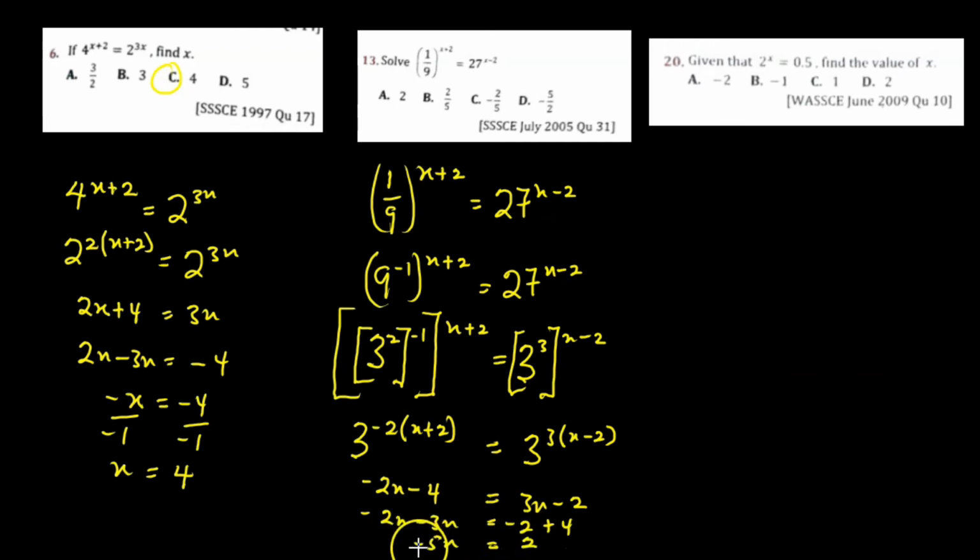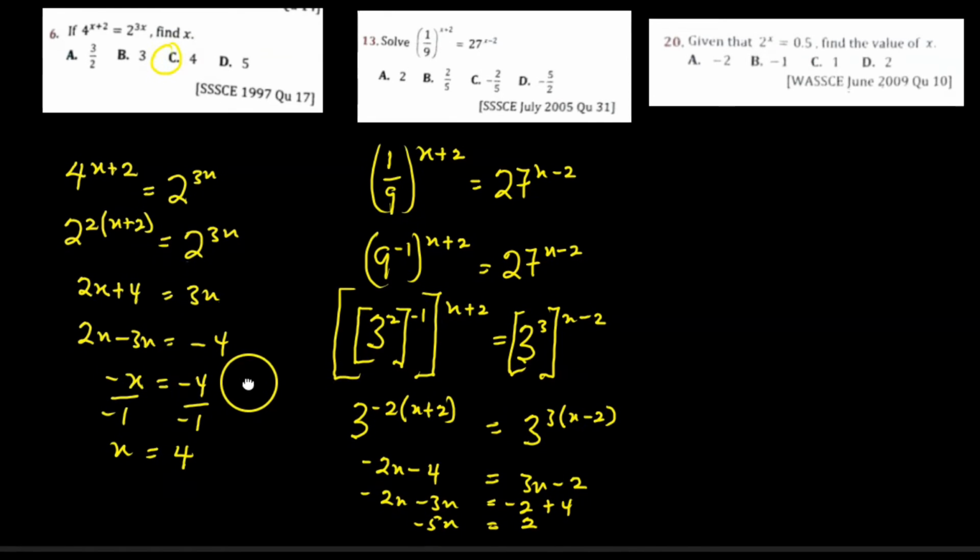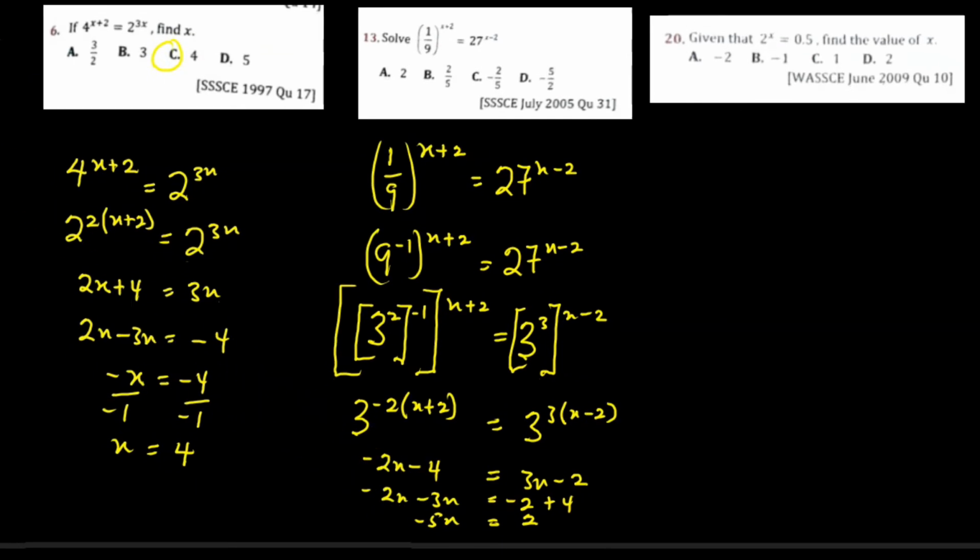Then dividing through by negative 5, we'll be having x equal to negative 2 on 5. So our solution is possible answer C, negative 2 on 5.